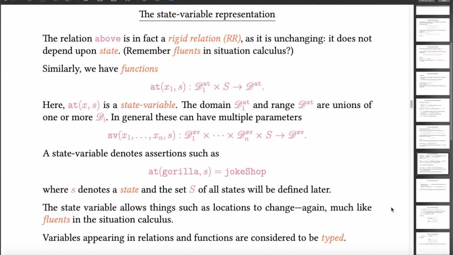Now, a function that allows us to specify location within the planning problem. The function will take some object or other within the planning problem and a representation of the current state of the world, and it will give us back the location of its parameter, and that's a state variable. So in the example here, we may establish that the gorilla is at the joke shop in some given state of the world.